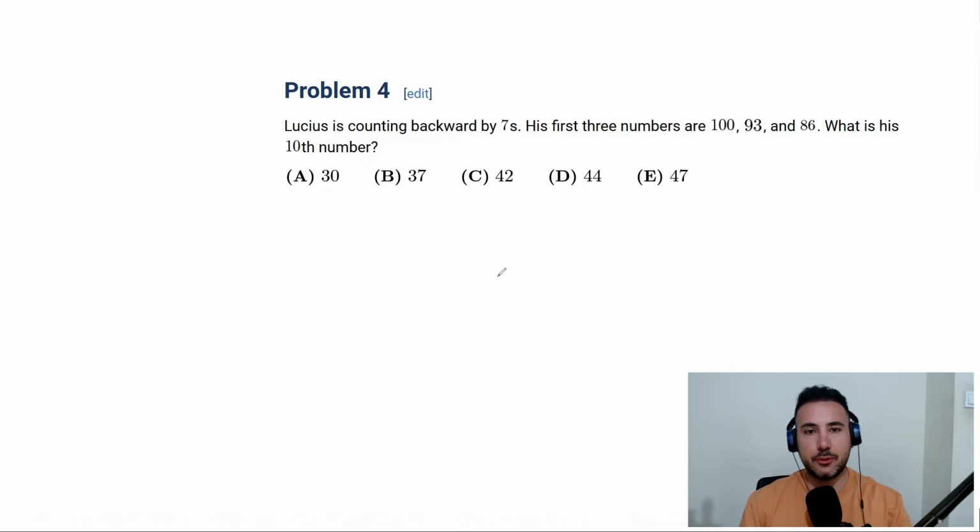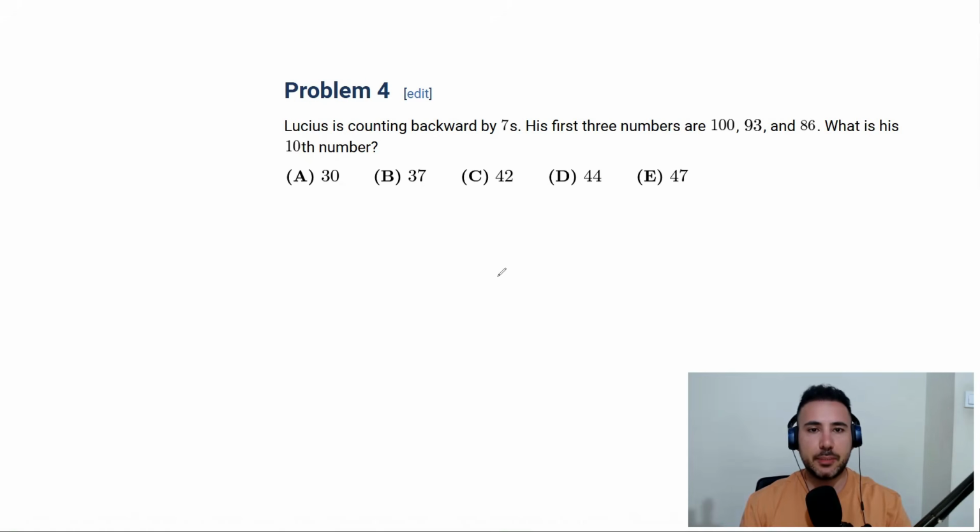Problem 4 is an arithmetic sequence problem. Very, very important. After I do this, I'm going to give 2 questions to you. If you can't do any of them or you struggle with any of them, definitely you need to practice more questions like this, arithmetic sequence problems. Okay, so let's just start doing this.